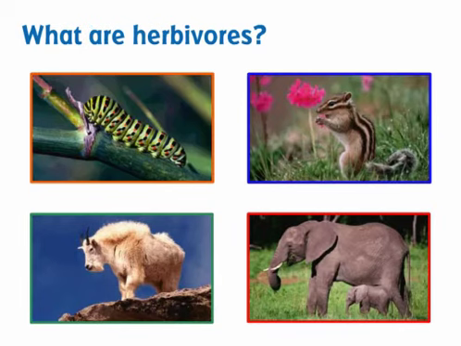Herbivores are animals that eat mainly plants. They are also known as primary consumers because they are the first consumers in a food chain. Examples of herbivores include caterpillars, chipmunks, goats, and elephants.